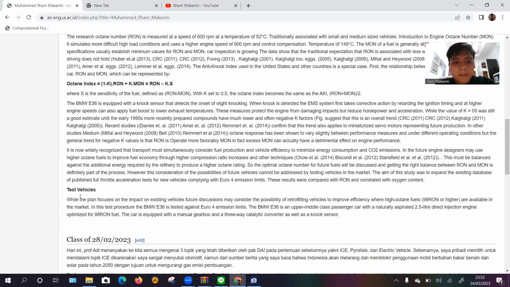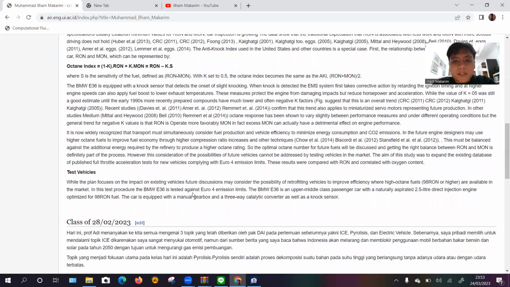So while the plan focuses on the impact on existing vehicles, future discussions may consider the possibility of retrofitting vehicles to improve efficiency where high-octane fuels are available in the market. In this test, the BMW E36 is tested against Euro 4 emission limits. The BMW E36 is an upper middle class passenger car with a naturally aspirated 2.5-liter direct injection engine optimized for 98 RON fuel. This car is also equipped with a manual gearbox, a three-way catalytic converter, and a knock sensor. For the test, I'm going to make the video next week.